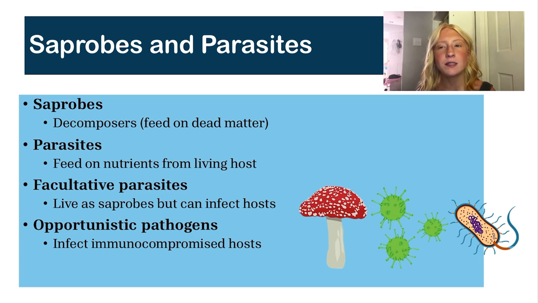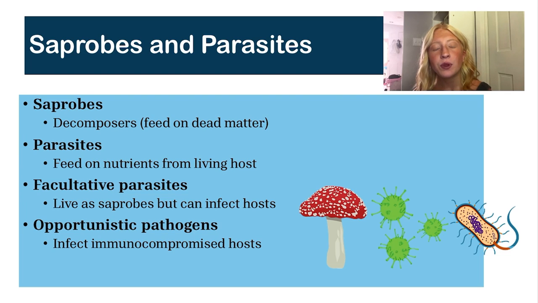So now we're going to talk about saprobes and parasites. There are many different strategies microbes use to get their nutrients. So saprobes thrive on decaying material or dead animals, leaves that have fallen. So that's where they get their nutrients. They use enzymes to break down the external organic material, get the nutrients, and recycle them back into themselves and use these to live.